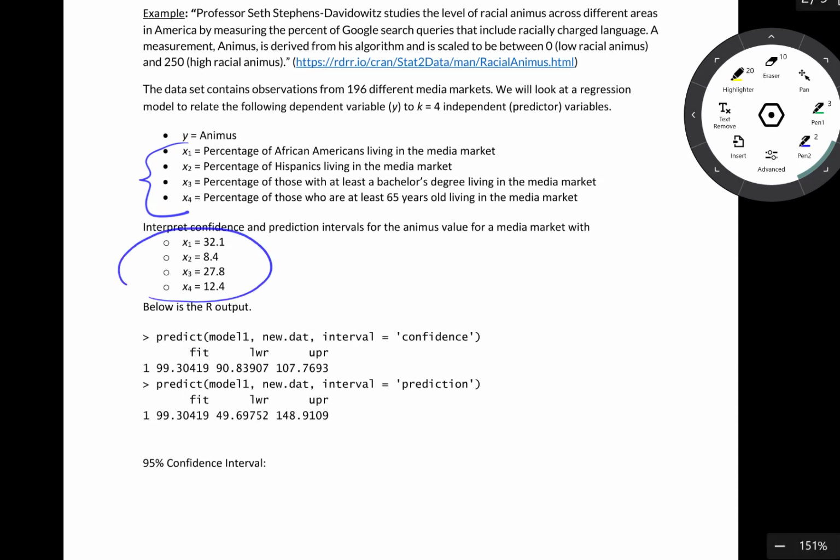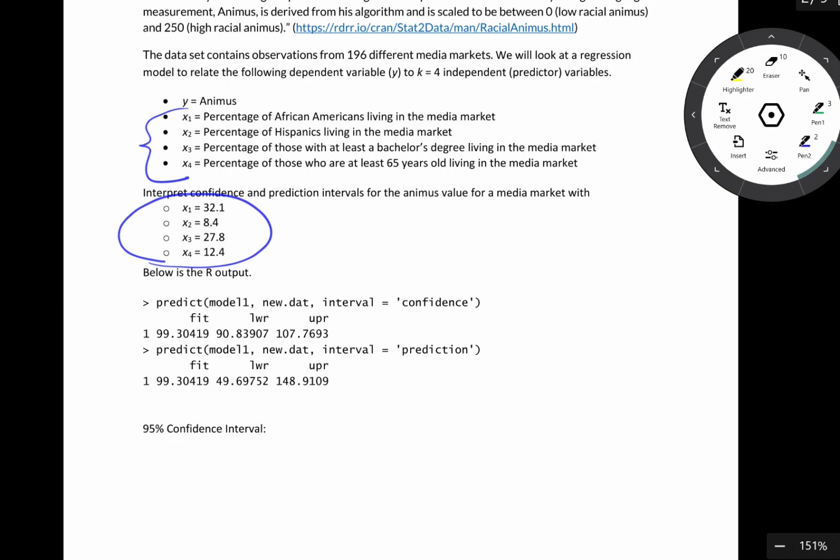Notice here we're given the values of the 4 different predictor variables. And here we have our output. You'll notice this R output looks almost exactly the same as the R output for the simple linear regression, and the same thing will be true of SAS output. Notice in the first one, we have the interval as confidence. In the second one, we have prediction. So we know the first one is going to be our estimation interval, or our confidence interval, and the second one is going to be our prediction interval.